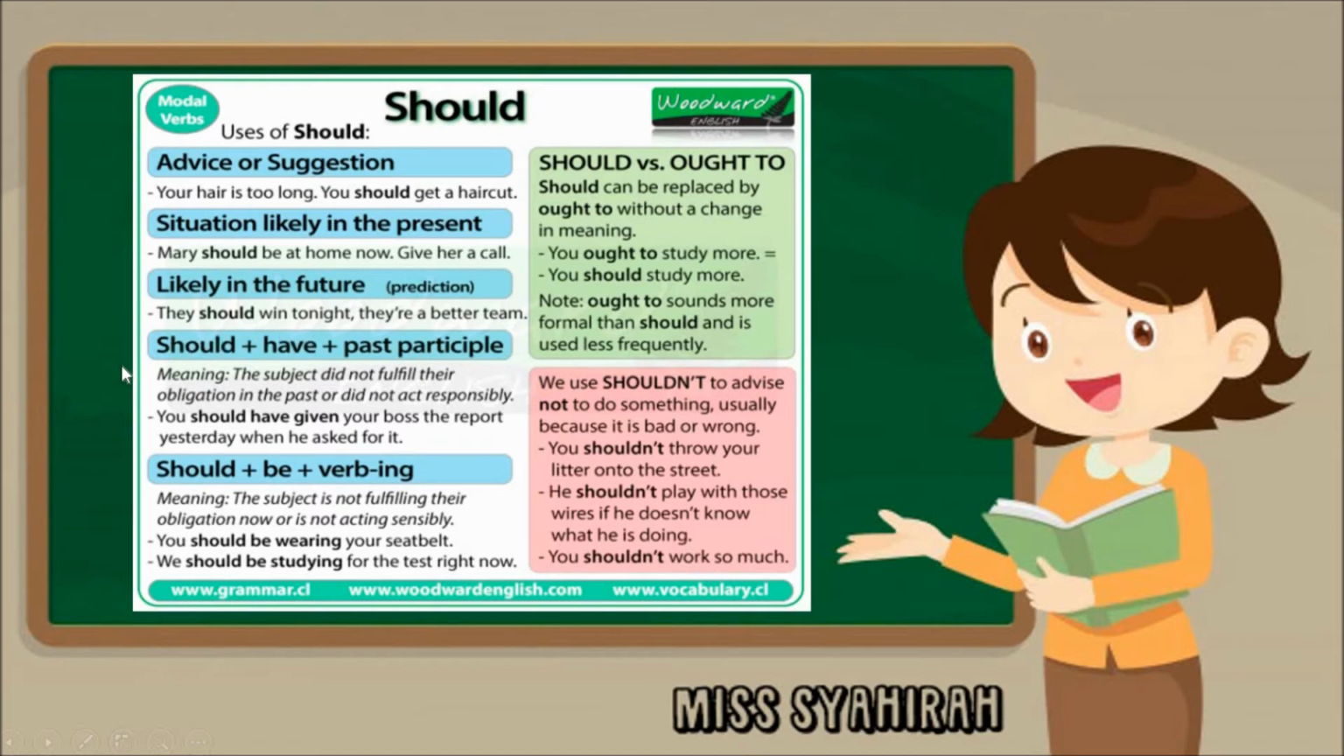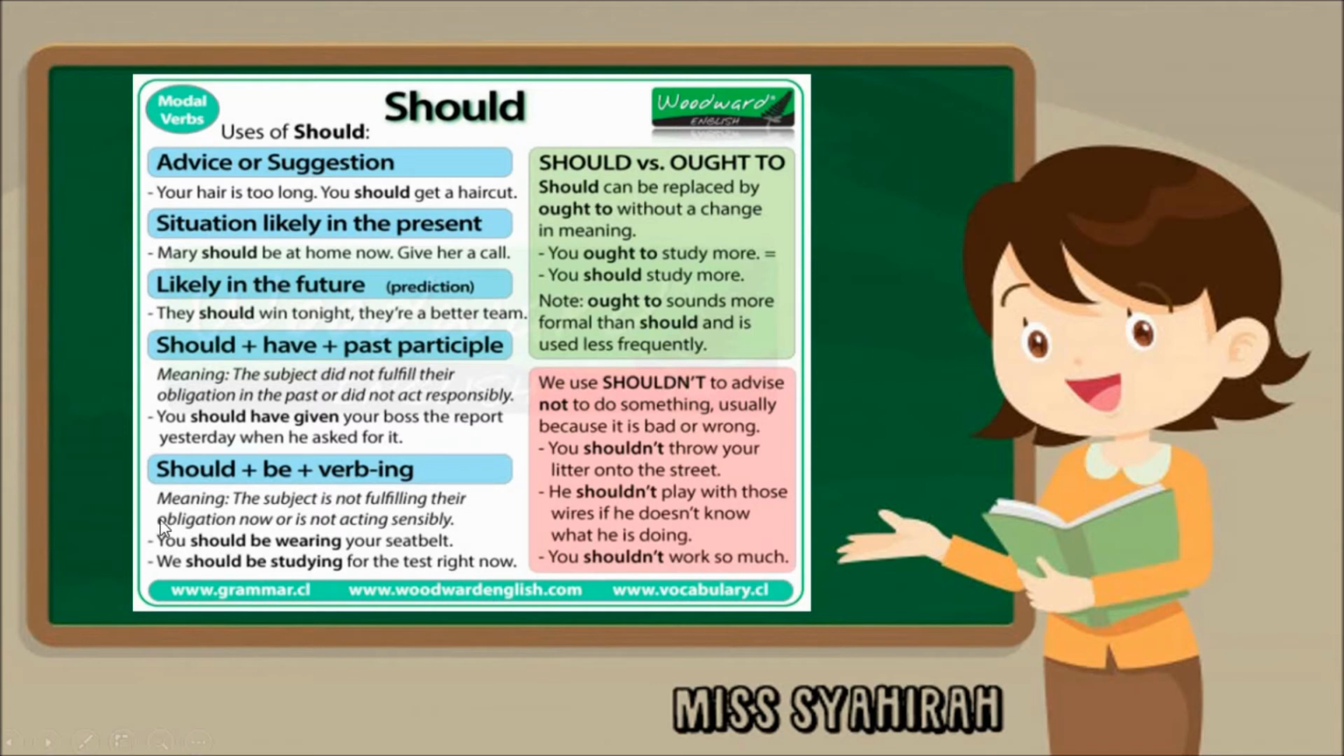And then next, should plus have plus past participle. You should have given your boss the report yesterday when he asked for it. So meaning, you should have given. So it means you should have done something. But usually, the people don't do it. They didn't do it. So you should have. You should have done it.